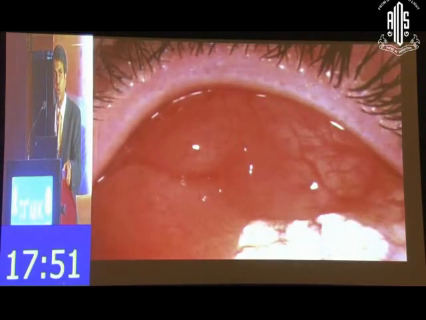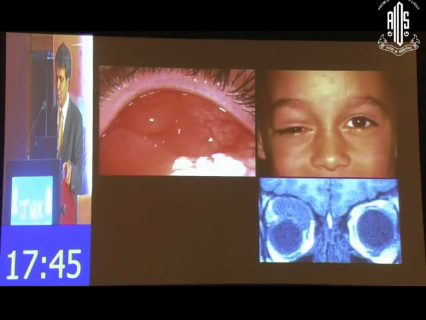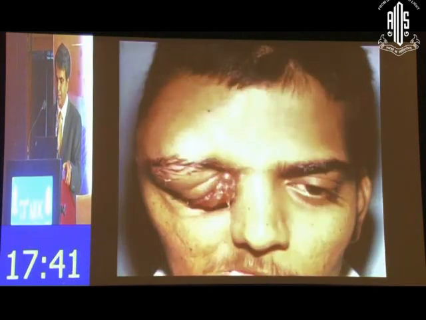It can also occur in the superior fornix. The botryoid variant of rhabdomyosarcoma specifically occurs in the superior fornix, and when you do MRI imaging here, you can see that there is anterior orbital extension as well.